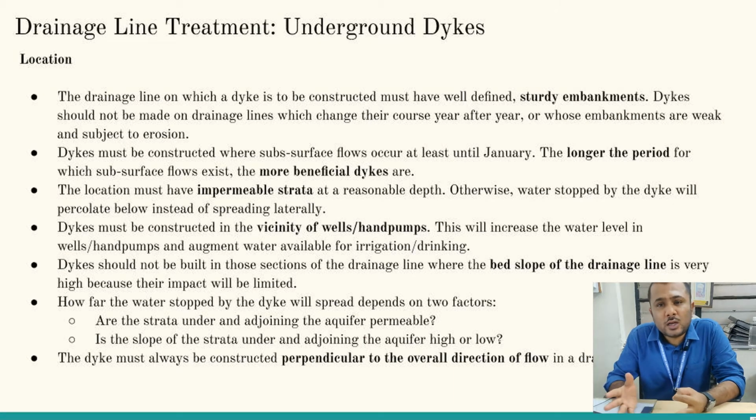As you can see in the earlier picture, the underground dykes were constructed perpendicular to the flow direction of the river. Basically that is the most optimum direction in which you can construct the underground dykes. But if you have a river which is completely meandering, or doesn't have any straight course of flow, then you need to find an optimized direction in which you can store more water, or make more water flow in the lateral direction.